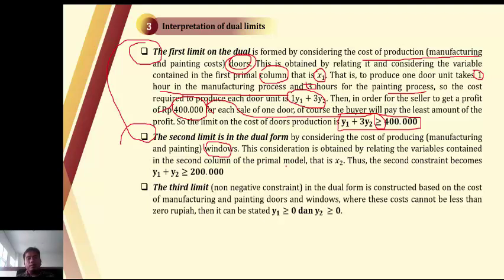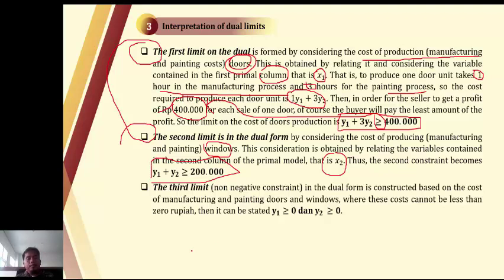We know that the relating variable is contained in the second column of the primal model, so it is related to x2. The first constraint is related to x1 and this one is related to x2. Consequently, the second constraint becomes like this.